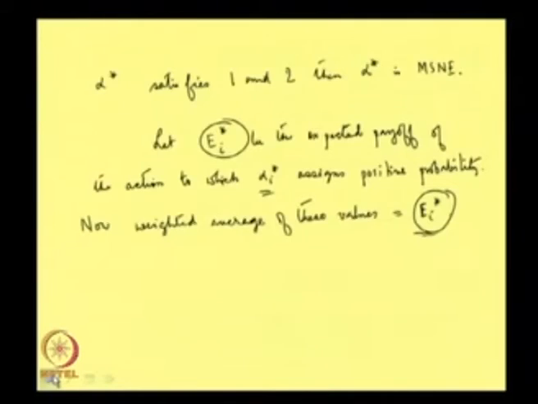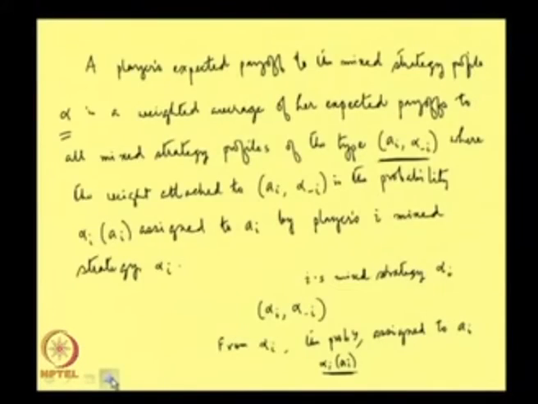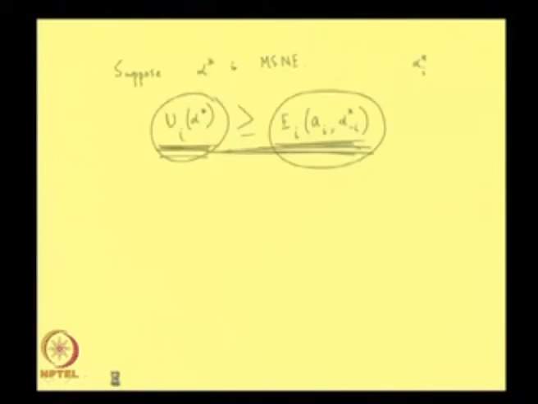So, another application that we can talk about is this game. In this game we have to show that there is a unique Nash equilibrium. So, there is only one Nash equilibrium and there is no other Nash equilibrium in this game. That is what we have to show. We are going to use this property that we have just discovered. So, let me draw the game first.